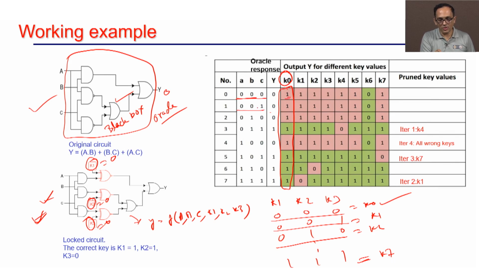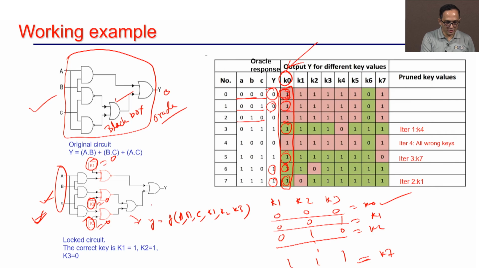If you are giving 0, 0, 1 to ABC, your output will be 1. If you are getting ABC equal to 0, 1, 0, your output will be 1, and so on. Now, if you give this K0, all the cases where the value is green are matching with the oracle. The oracle output is 1, this is also 1. But wherever the box is red, the oracle output is 0 and this is 1. So all the red ones are effectively the wrong output and green was the correct output.